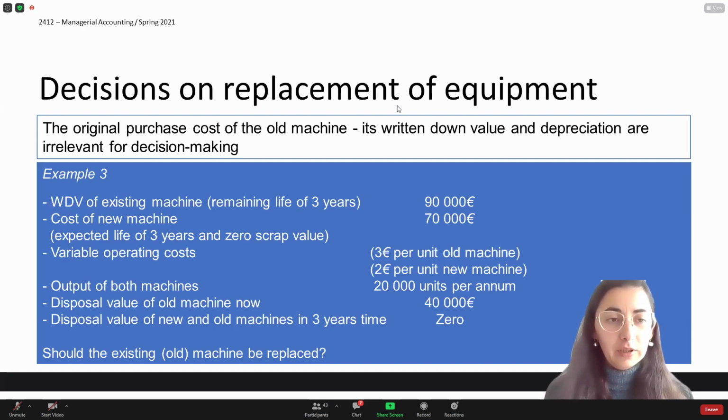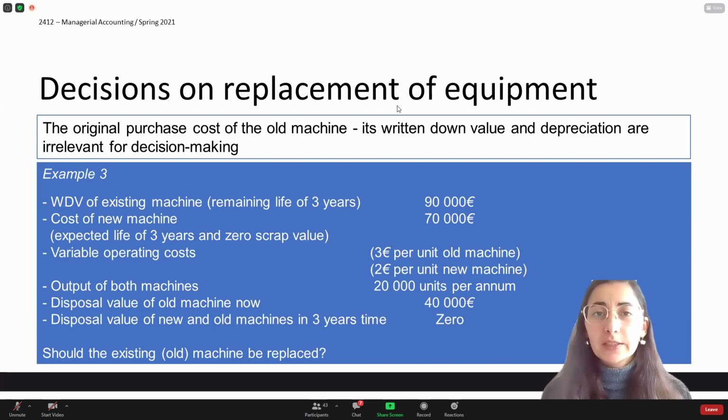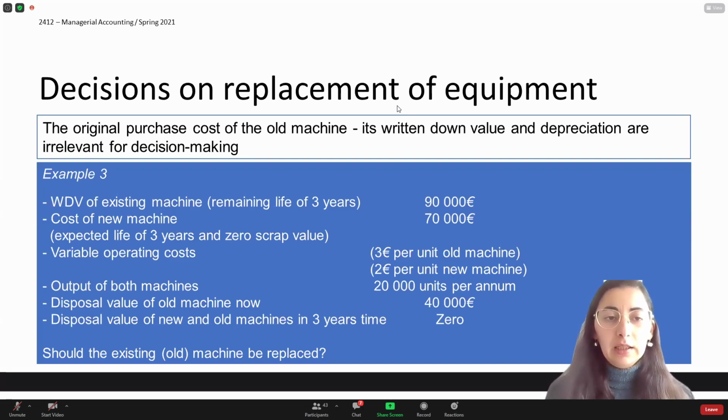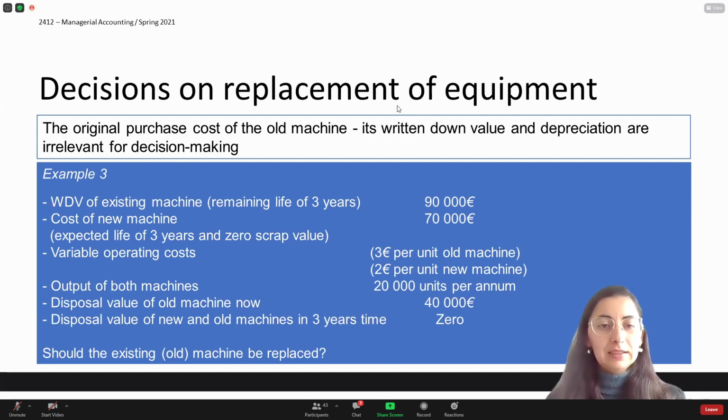And then the output of both machines is also the same. So they have the same capacity of production, which is 20,000 units per year. And if we want to sell the old machine now, we can receive 40,000 euros. So we can sell the old machine today, and we can receive 40,000 euros for that. And the disposal value of the old and the new machine in 3 years' time is 0. And then we have the question if we should replace the old machine with the new machine.